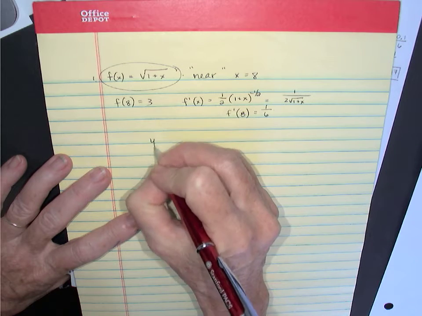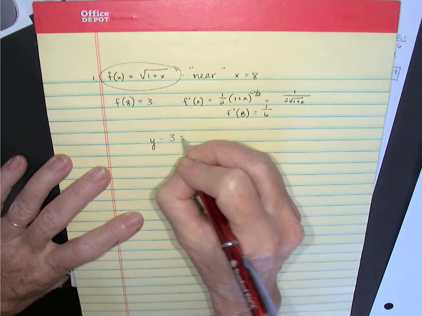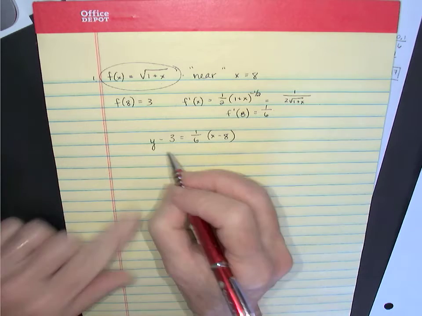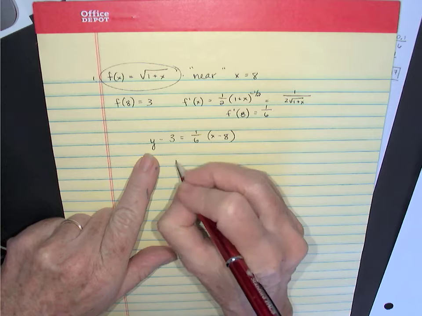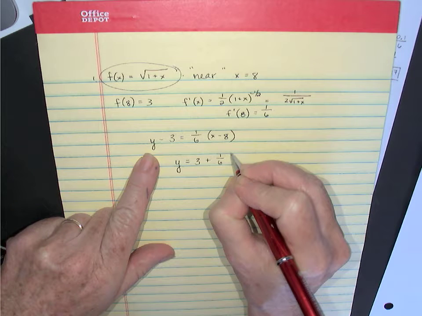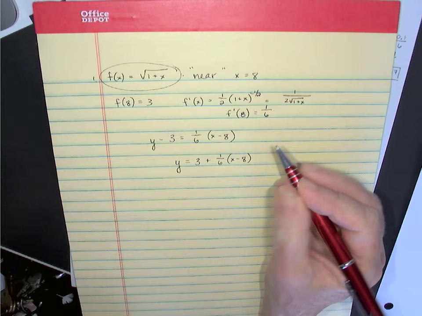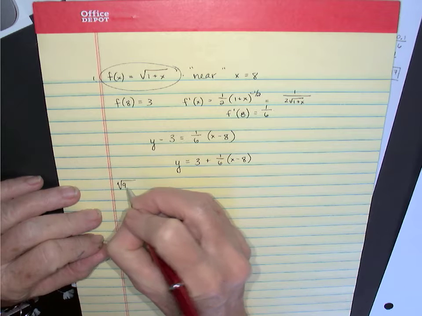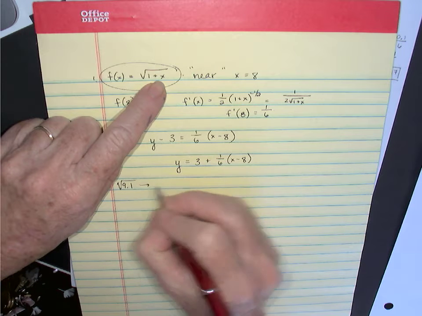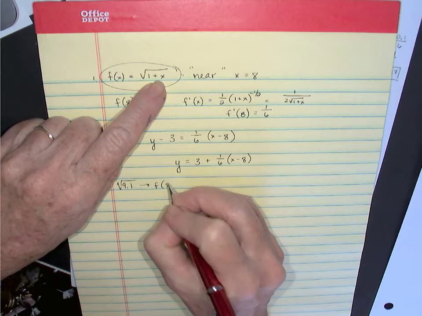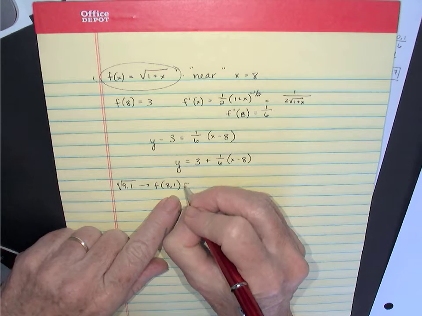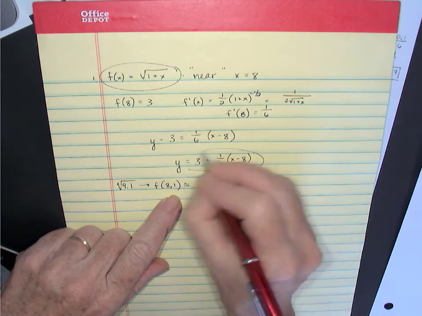So the equation of our tangent line is y minus 3 equals 1/6 (x minus 8). I'm going to use that to approximate a y value, so I'm going to isolate the y. This becomes 3 plus 1/6 of (x minus 8). Now we're looking to approximate the value of the square root of 9.1. So what would we need to plug in for x? Well, that's like finding f of 8.1.